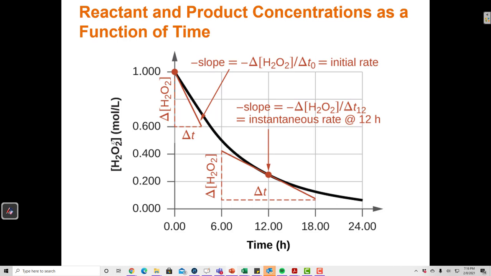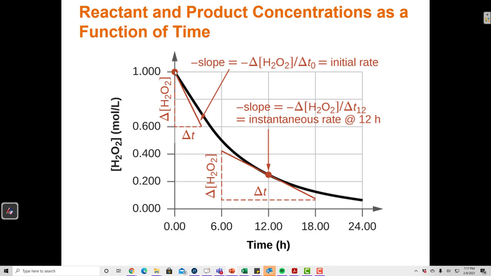And this could be reactants or products. And on this axis, we're talking about how long it takes. So the change in reactant and how long it takes for that change to occur. We can see that generally this is the shape that the curve takes, where it's not a straight line, and it's not a line that is decreasing very slowly at first.